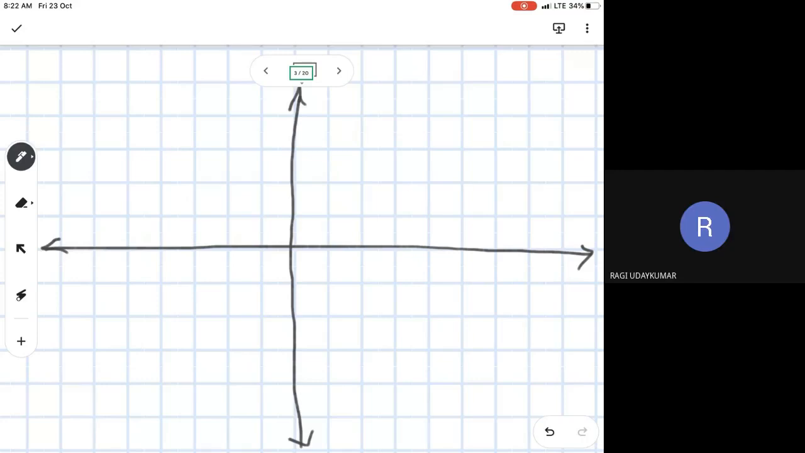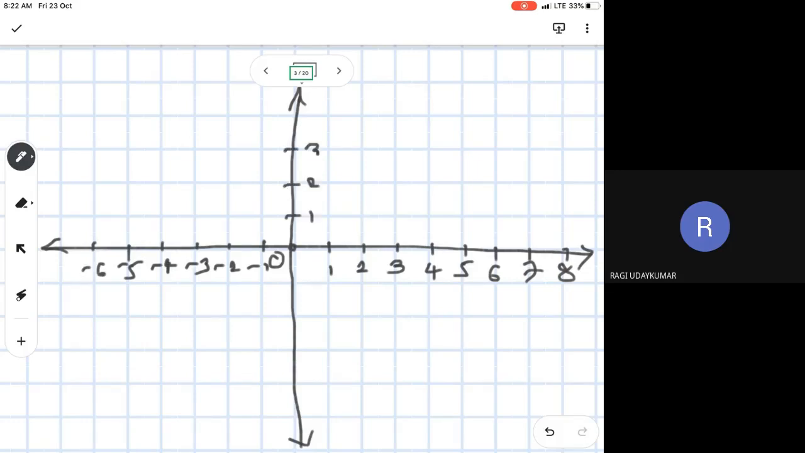So this is 0, this is 1, this is 2, this is 3. Here 4. Here 5. Here 6, 7, and 8. This is minus 1, minus 2, minus 3, minus 4, minus 5, minus 6. ऊपर 1, 2, 3, 4, minus 1, minus 2, minus 3, minus 4.